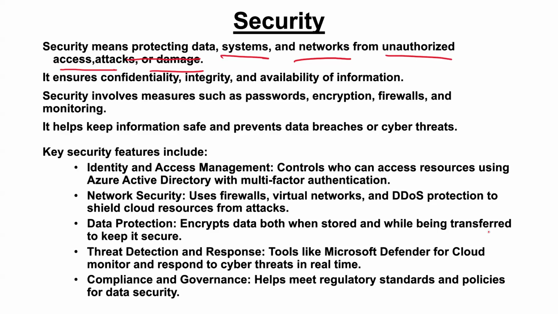And what you are ensuring is confidentiality, integrity and availability. This is called the CIA triad. This is a term that comes whenever you are working with the security part. So this is the basics of security. Security involves measures such as passwords, encryption, firewalls, and monitoring. These are all the things that we are looking at in the Azure part also.